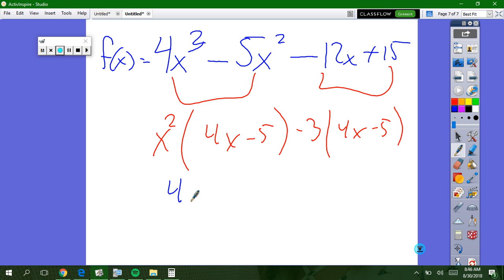So I pull out the 4x minus 5, and I'm left with x squared minus 3.